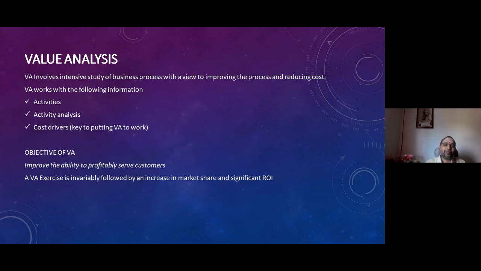Our own activity, if you ask me, accounting, value adding or non-value adding, the answer is non-value adding. But then we are essential non-value added activities. Otherwise, the company cannot exist.